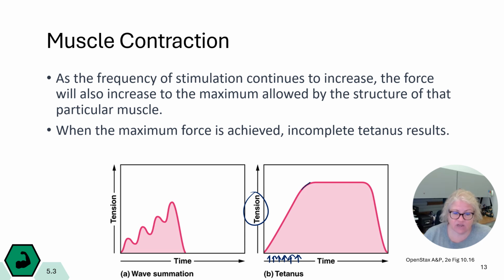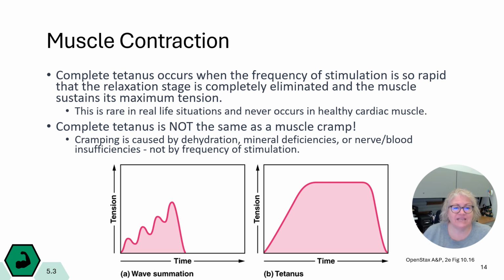Incomplete tetanus is kind of a combination of wave summation and tetanus. It would look like this. It's not complete yet. It still has a little bit of that wave summation, but it is approaching it. Complete tetanus occurs, and that's what we have here. Complete tetanus occurs when the frequency of stimulation is so rapid that the relaxation stage is completely eliminated and the muscle sustains its maximum tension. It's rare in real life situations and never occurs in healthy cardiac muscle.